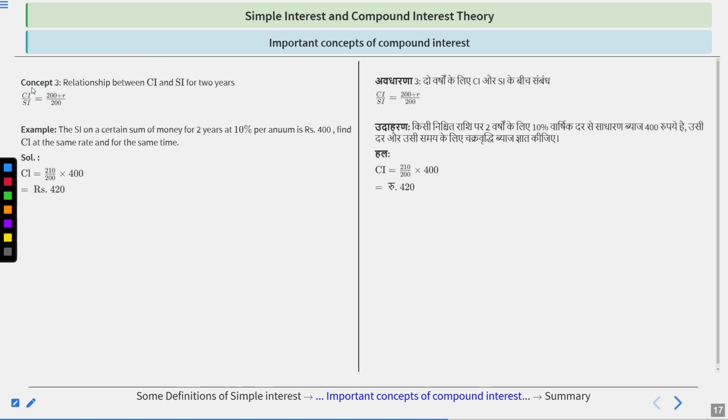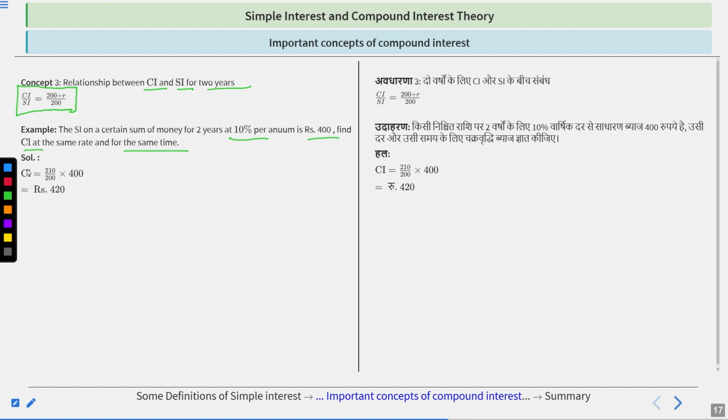Next. Concept 3 says the relationship between compound interest and simple interest for 2 years. The compound interest and simple interest relation is CI equals SI into (200 plus R) upon 200. Just see this relation with an example. The question says: if SI on a certain sum of money for 2 years at 10% per annum is 400 rupees, find the compound interest at the same rate for the same time period.